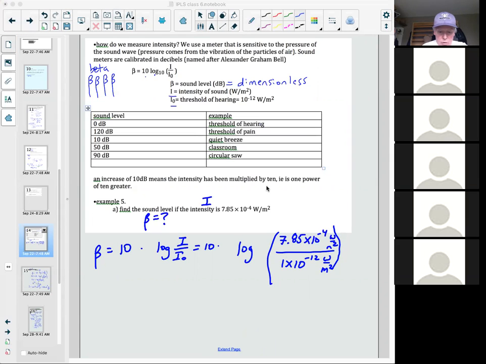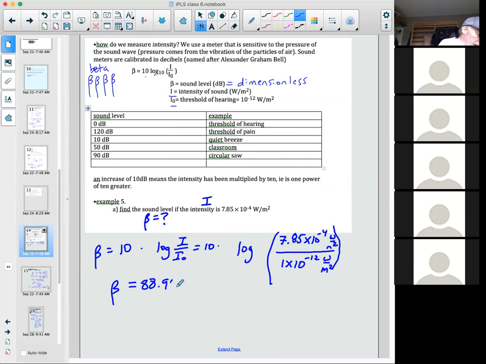So we enter 7.85 E negative 5, then we divide by 1 E negative 12, put the equal sign, do log base 10, and then we multiply by 10, and we get 88.95. Now that's dimensionless. The only real units were in there, and they just canceled out. But we put a placeholder there just to say, hey, we are dealing with sound level. It's in dBs.